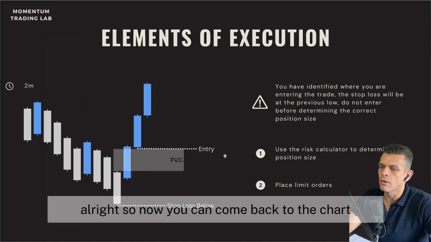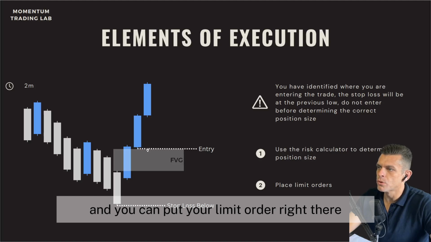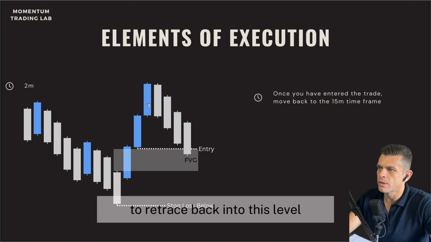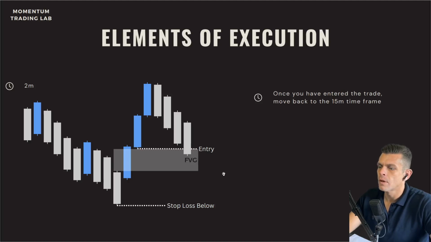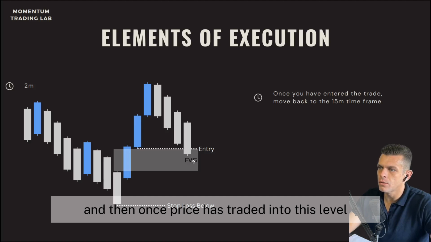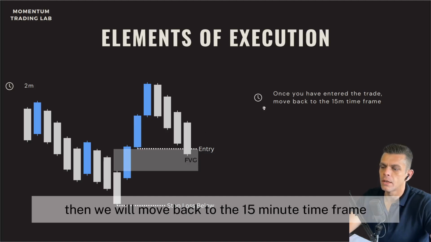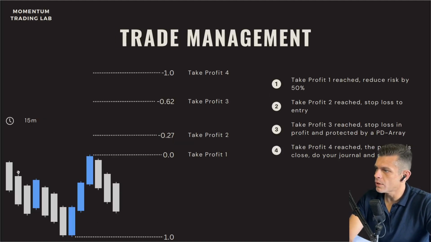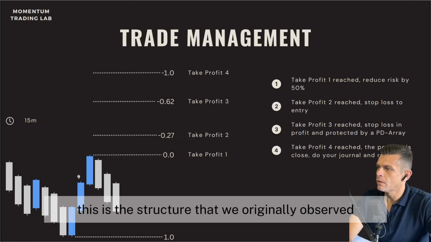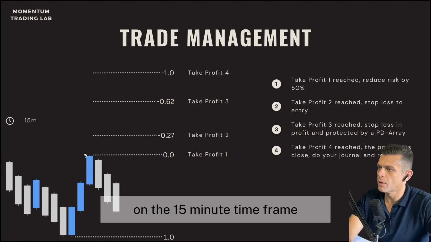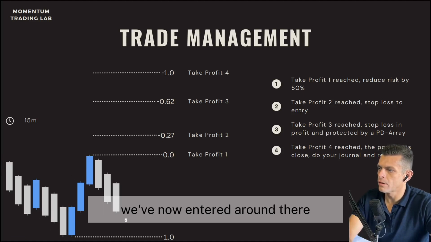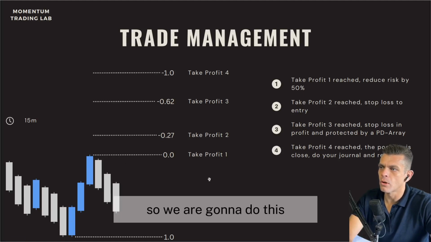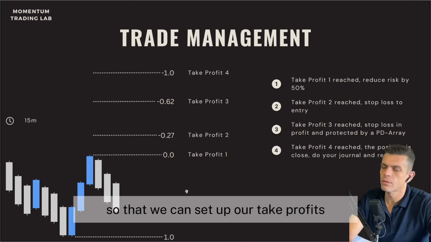All right, so now you can come back to the chart and you can put your limit order right there for your 2 contracts and then wait for price action to retrace back into this level. And then once price has traded into this level and tripped you into the trade, then we will move back to the 15-minute time frame. All right, then you'll see this is the structure that we originally observed on the 15-minute time frame. We've now entered around there and switched back to the 15-minute time frame. So we are going to do this so that we can set up our take profits.